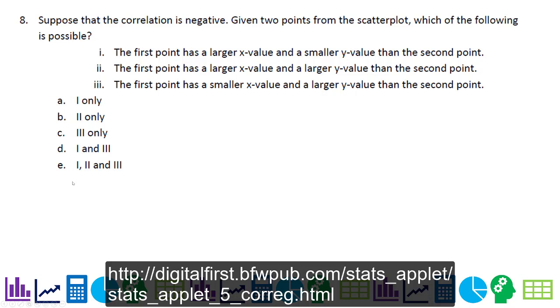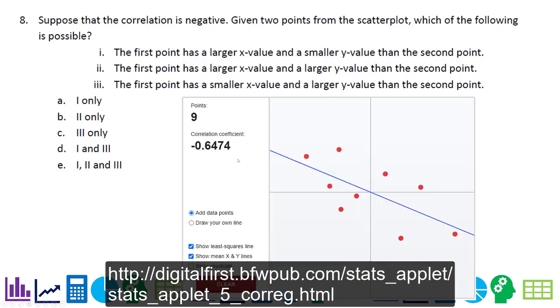Suppose that the correlation is negative given 2 points from the scatter plot. Which of the following is possible? So what I've done first is I've gone ahead and used that same applet I showed you earlier. And I said, well, let me go ahead and draw a scatter here where I have a negative correlation and see if I can make these scenarios true.